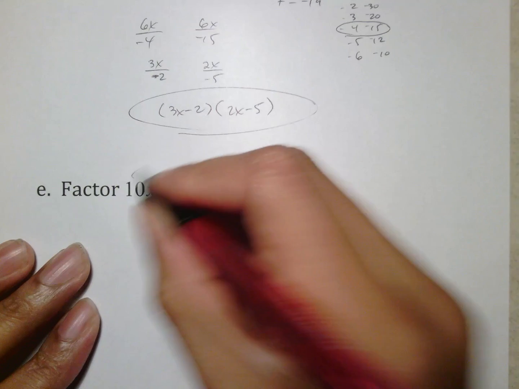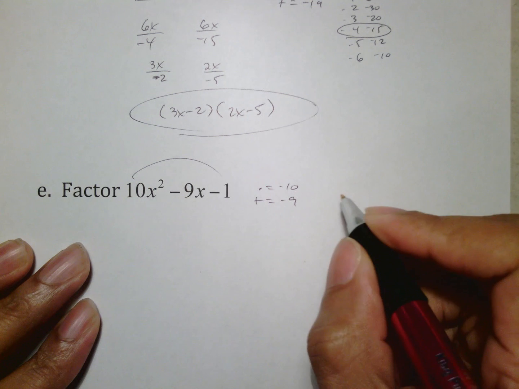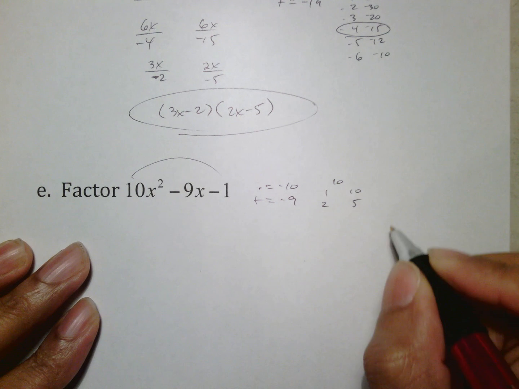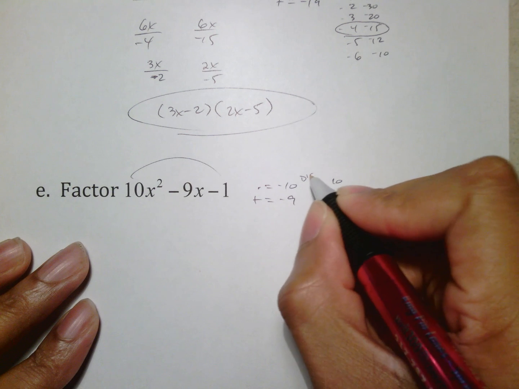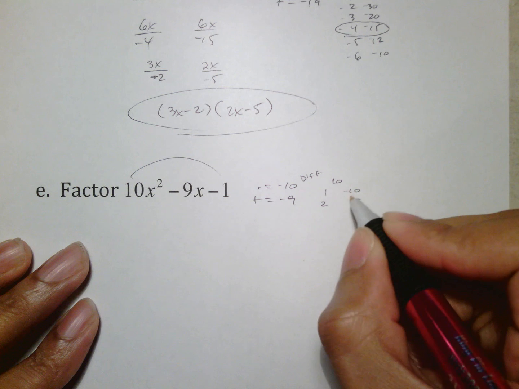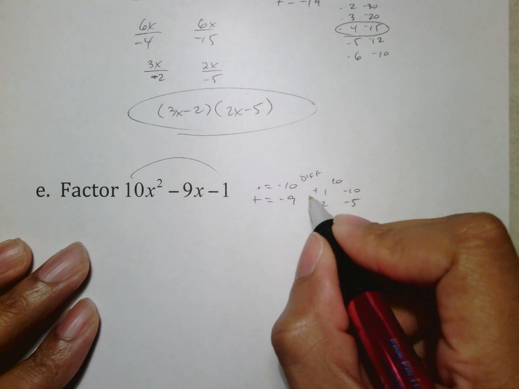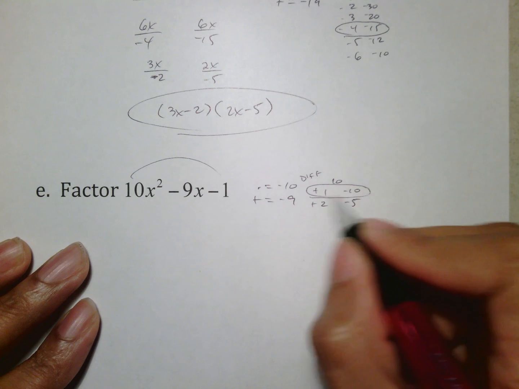E, these numbers multiply to make negative 10, add to make negative 9. Making the tree for 10 is 1 and 10, 2 and 5. The fact that this is a negative 10 means the signs are different. The fact that this is a negative 9 means the big side is negative, which means the small side is positive.